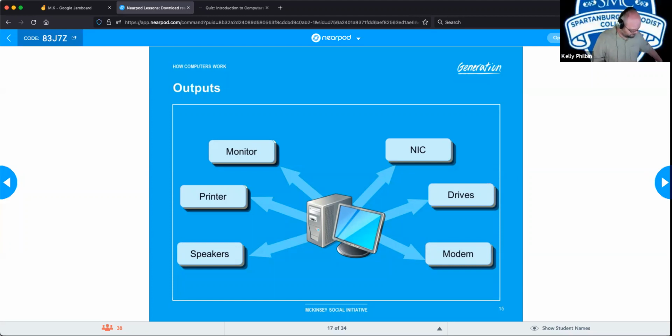There are specialized mice that would have haptic feedback, and that could be considered an output. But again, that would be a very, very highly specialized piece of equipment.